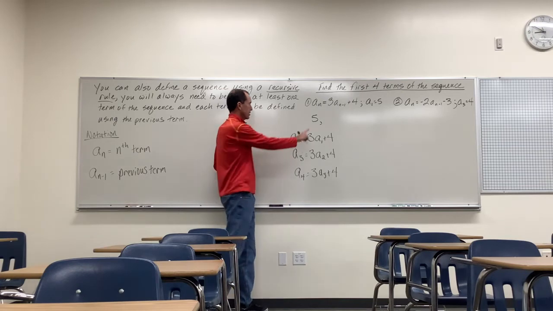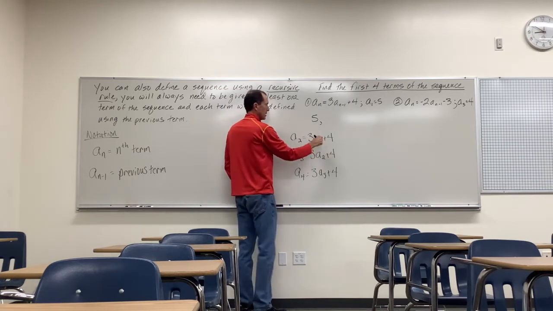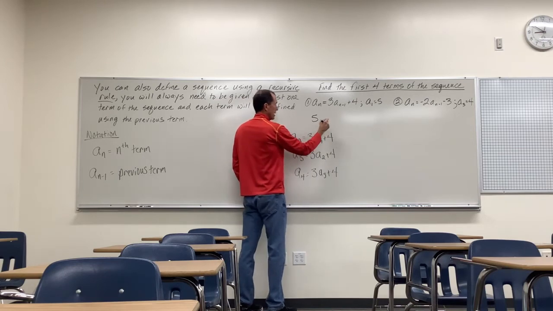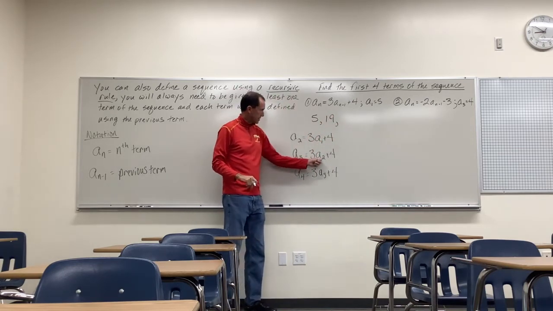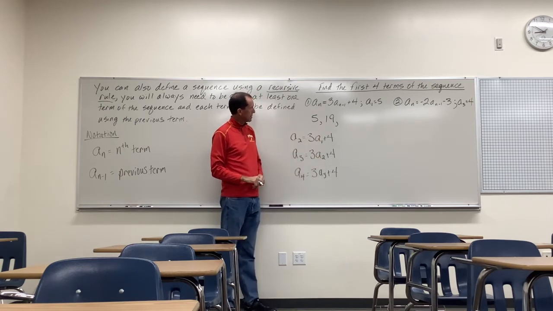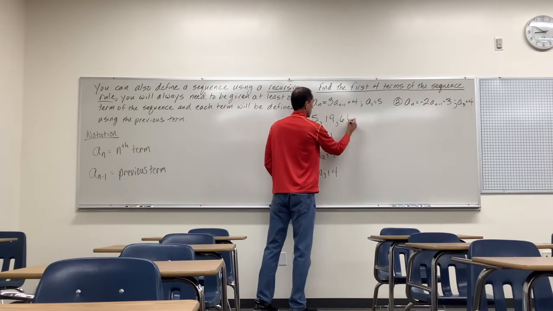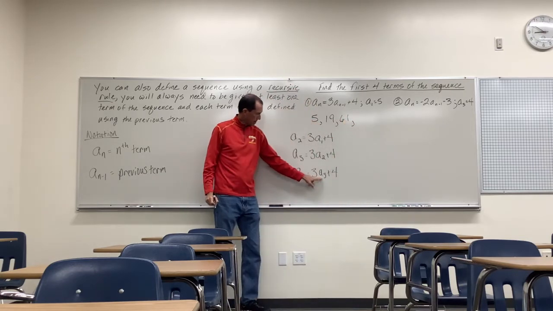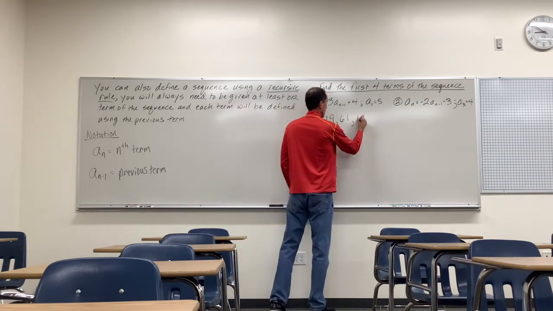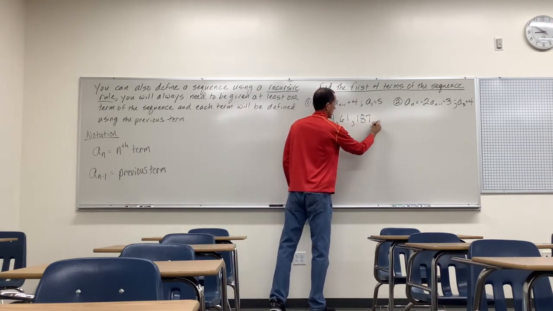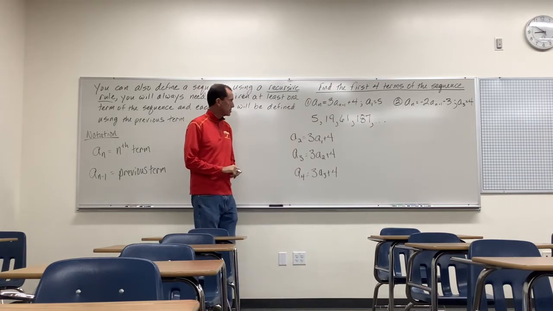Well, if the first term is 5, we can just say the second term is 3 times 5, 15, plus 4, 19. And then the third term will be 3 times that term, so 3 times 19 is 57, 57 plus 4 is 61. And if we kept going, 3 times 61 is 183 plus 4, 187. And then we keep going if we wanted to find more, but this just says, again, the first 4 terms.